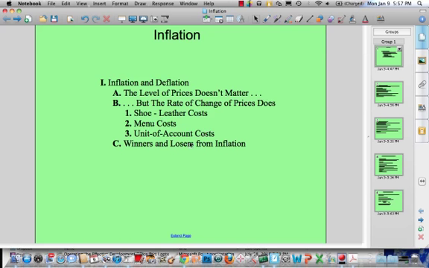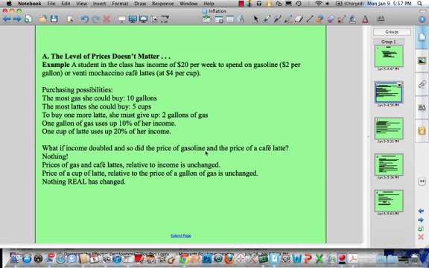We're then going to talk about winners and losers from inflation, why some people come out ahead and some people come out behind. Let's start talking about why this idea of level of prices doesn't matter, and to do that we'll use an example. A student in the class has income of $20 a week to spend on gas or coffees. $2 a gallon for gas, $4 a cup because it's a fancy cup of coffee.